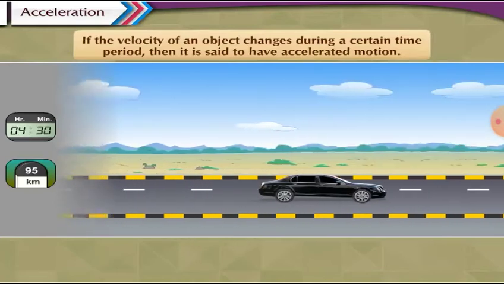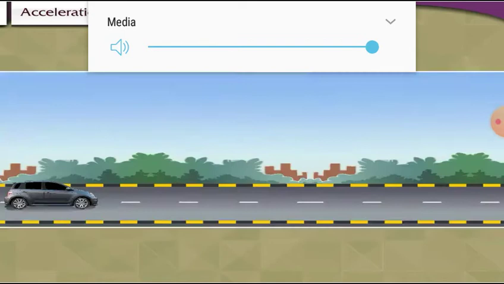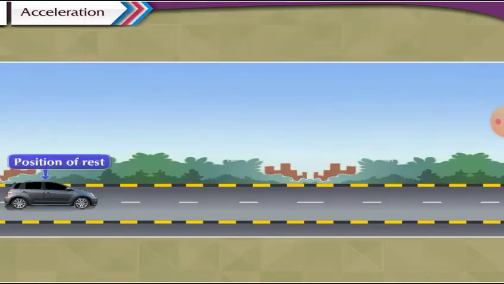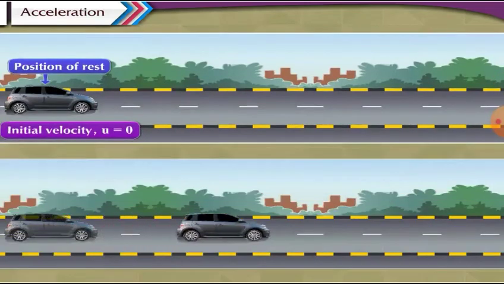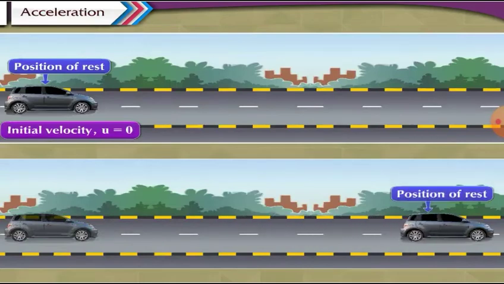When the object is at rest at the start of motion, the initial velocity u is zero. Also, when the object comes to rest at the end of motion, the final velocity v is zero.